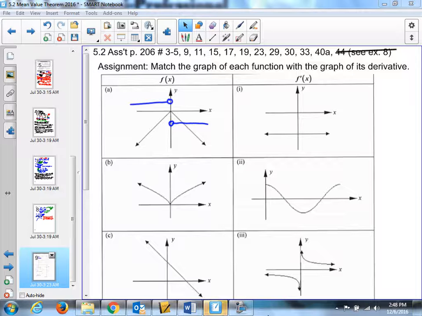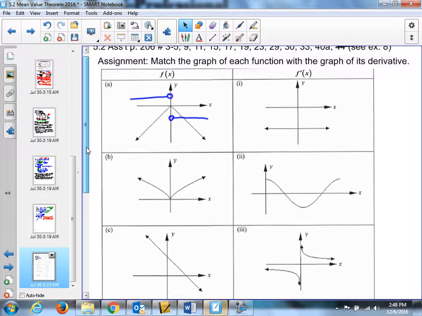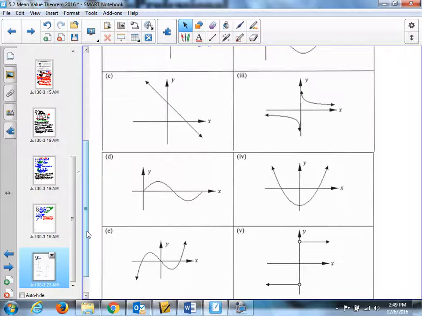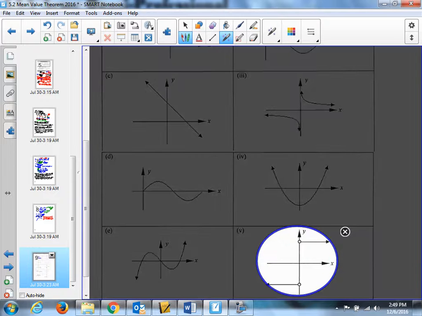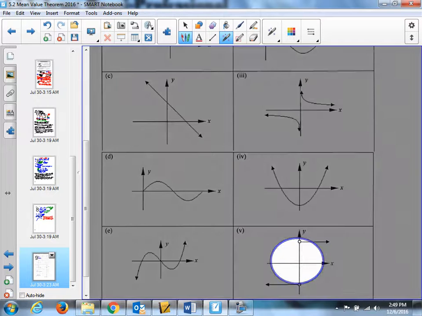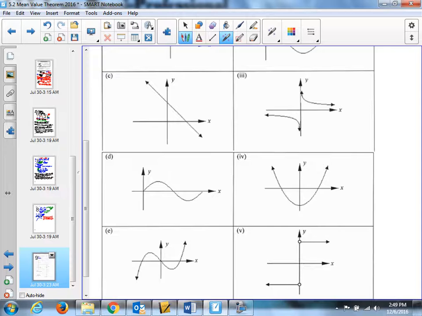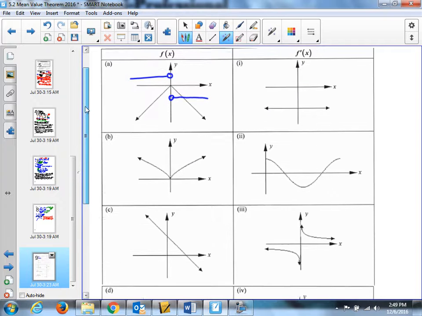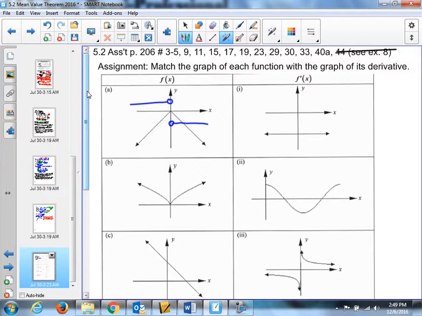Are any of these graphs a match to this? No. Some people will mistakenly say V here. But that's the exact opposite, isn't it? It's a mirror image of what we want, reflected in the y-axis. So that's no good. No match. B.